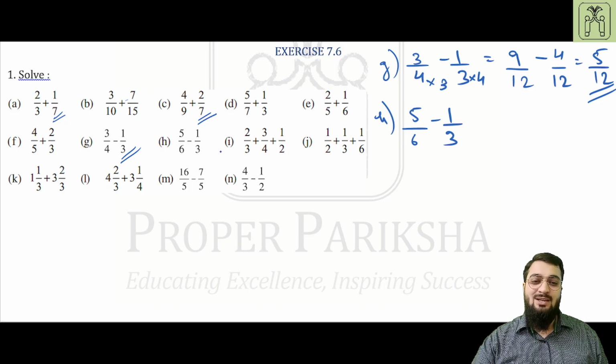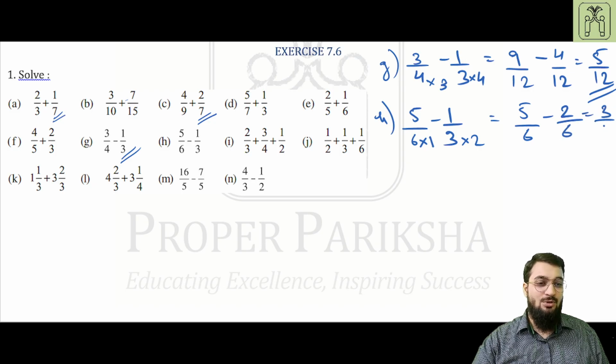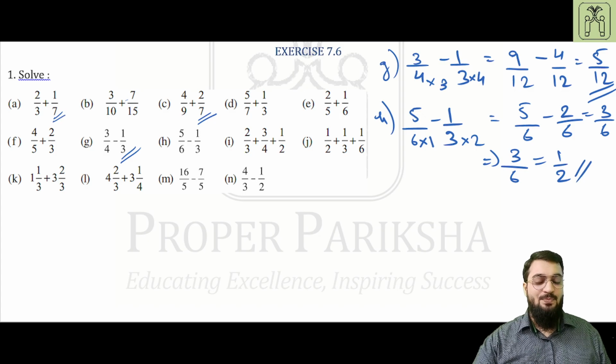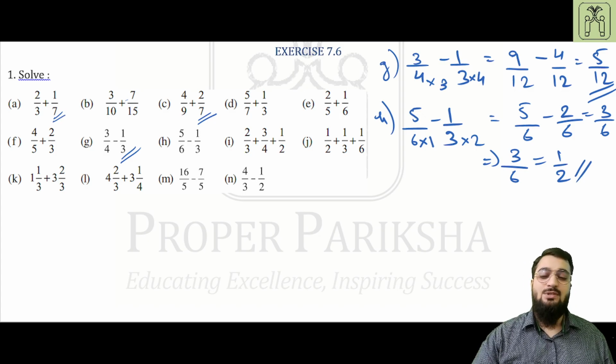But 6 and 3 have the least common multiple of 6. Therefore, this will not be multiplied with anything, or you can say this will be multiplied by 1, and 3 will be multiplied by 2, which will give you 5 upon 6 minus 2 upon 6. The answer is 5 minus 2, 3 upon 6. Therefore, 3 upon 6 is equal to 1 upon 2, and this is the answer in the simplest form.